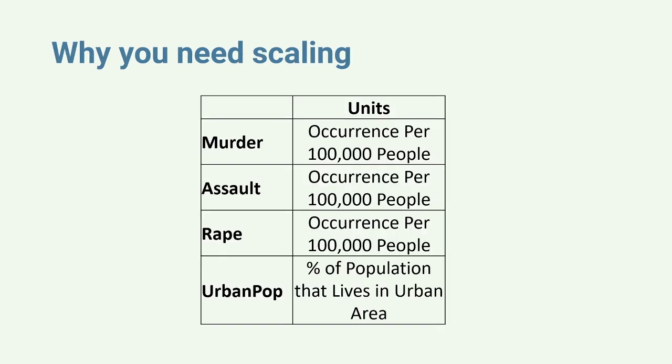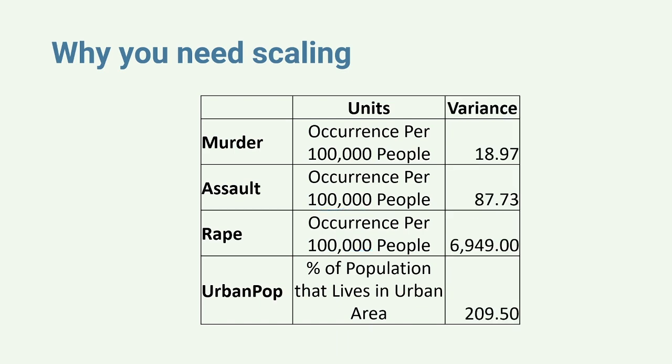So why do you need to apply scaling to PCA? Well, let's look at the units. The murder rate is the occurrence per 1,000 people. The assault is also occurrence per 1,000, as well as rape crimes. But then the urban population is the percentage of population that lives in the urban area. So this is 0% to 100%.